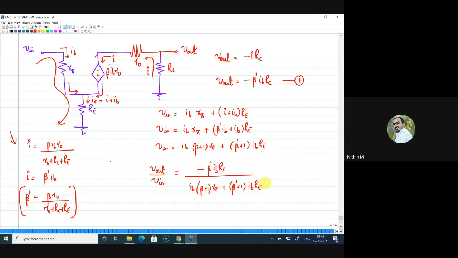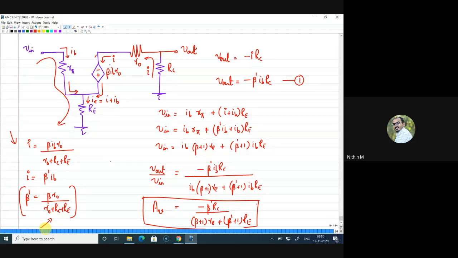Right. Now this can be written as, I can cancel the IB, I can write this as minus beta dash into RC divided by (beta plus 1) into RE plus (beta dash plus 1) into RE, which is the voltage gain expression for this common source with degeneration, common emitter with degeneration. Right. So RC, small re, capital RE, and beta dash, again I know how to evaluate beta dash. I have all the parameters with me. Now you can substitute the component values and get the voltage gain expression.